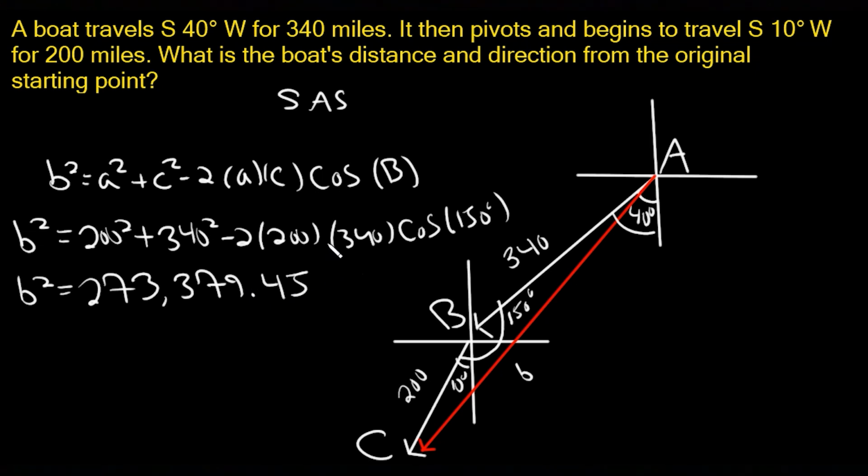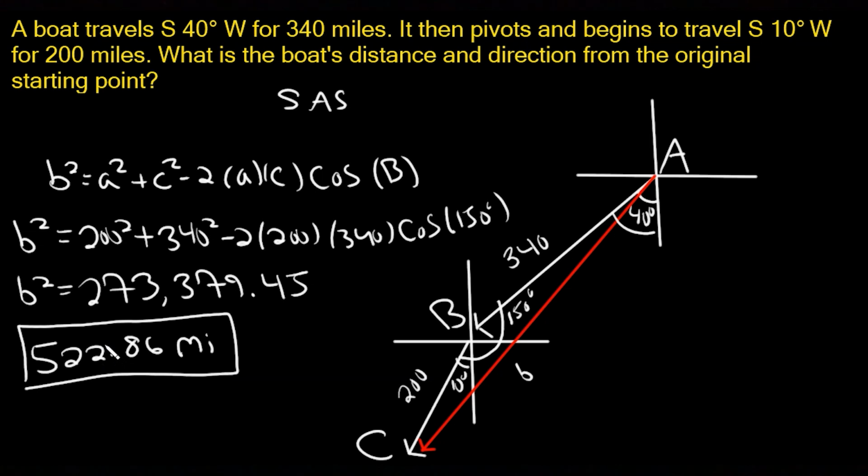All we have to do is take the square root of this number now. Taking the square root, we get 522.86, and that is going to be in miles, the resultant magnitude of that vector, or the resultant distance. So that is the boat's distance from the original starting point, 522.86 miles. Now we're not done yet.